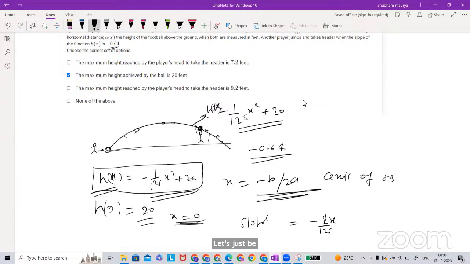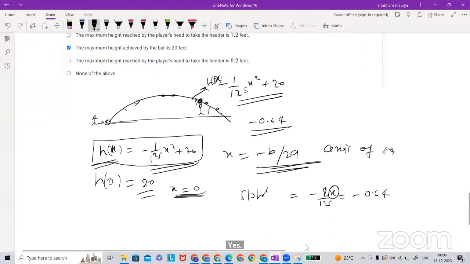Now, if you want to find at which point this slope is given, how can we find it? Just put the value, minus 0.64, and equate it. If you equate, then it will give the x value, right? Because the slope is already given. So from where it is jumping, we can easily get that. If we calculate the value of x, some value will come. It will come 40. Okay, so it comes 40.